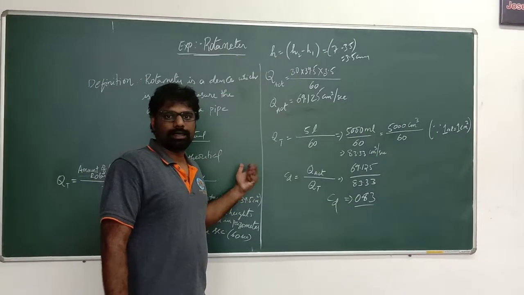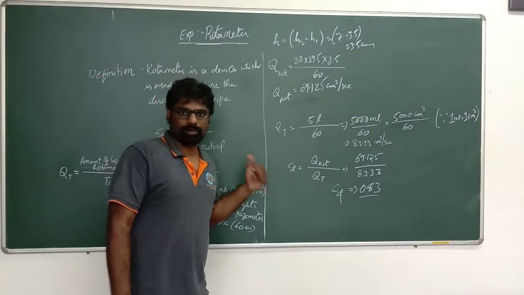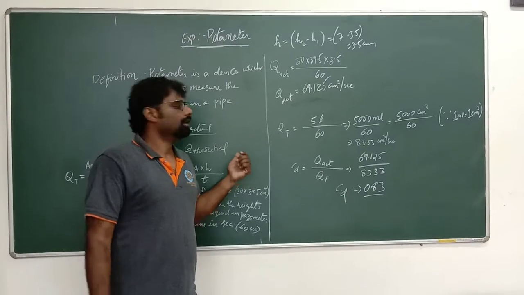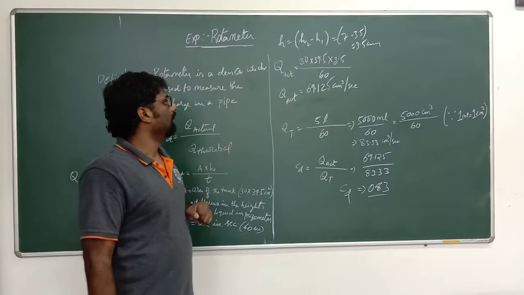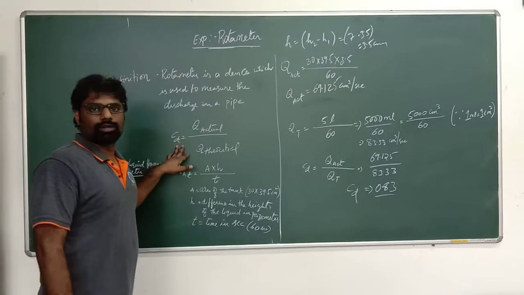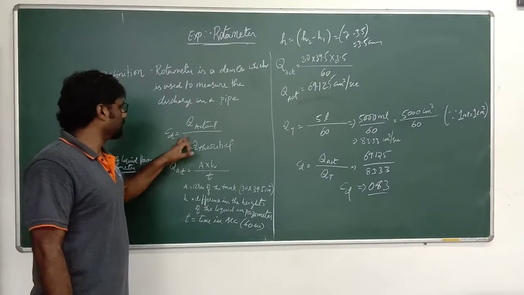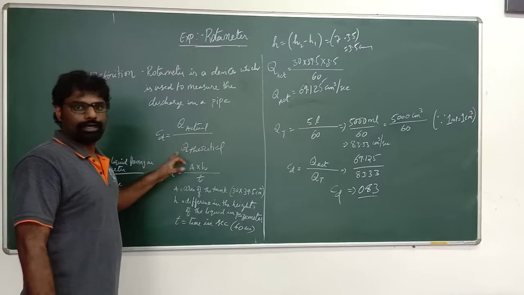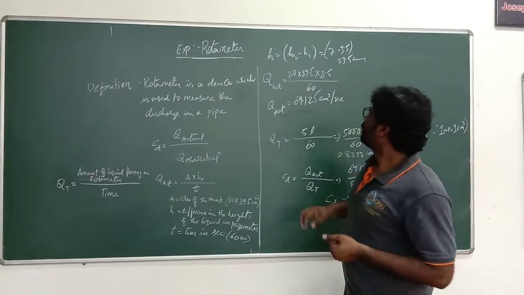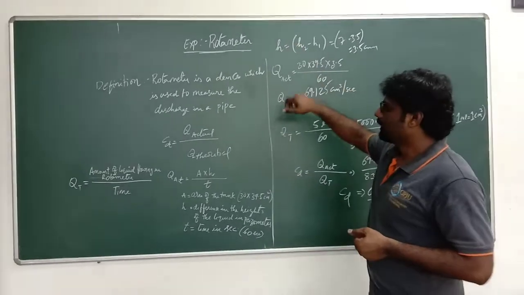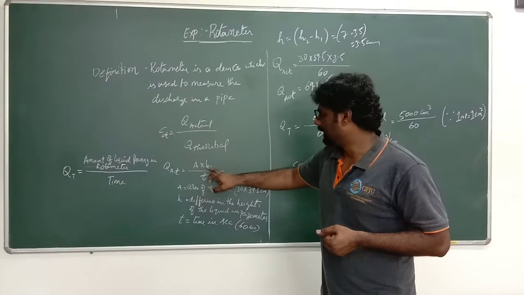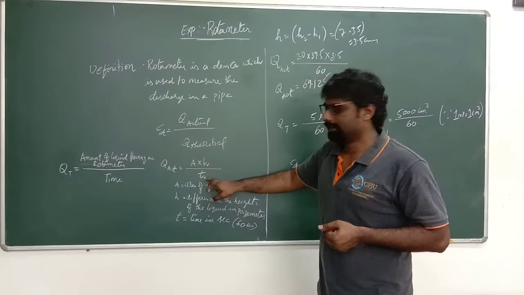Now we will see the calculation part regarding the rotameter experiment. We got a few readings from the experiment, so we will see those calculations. Here we have to find the coefficient of discharge. For that we require the Q actual and Q theoretical. We will see the Q actual first. To find out the Q actual, we require the area of the tank, height, and T, time.